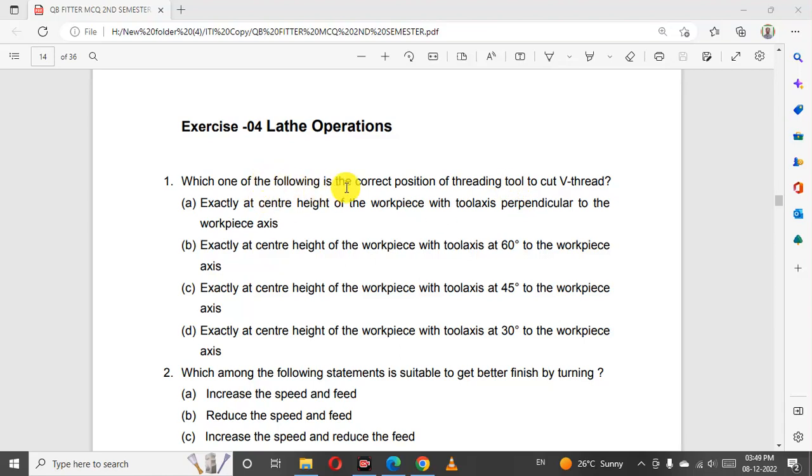Which one of the following is the correct position of the threading tool to cut V threads? Answer: At the center height of the workpiece, with the tool axis perpendicular to the workpiece axis.